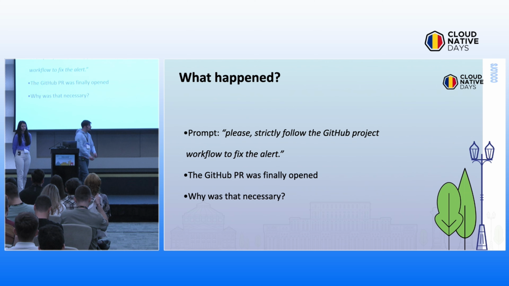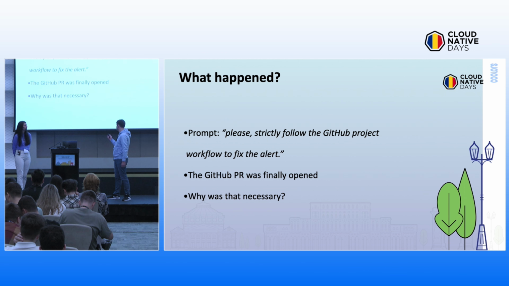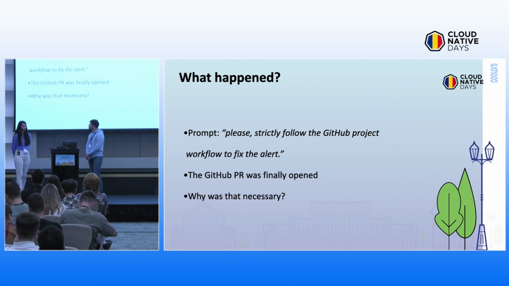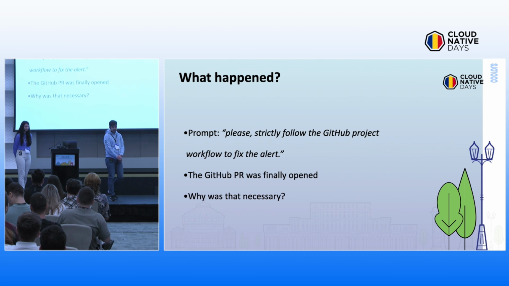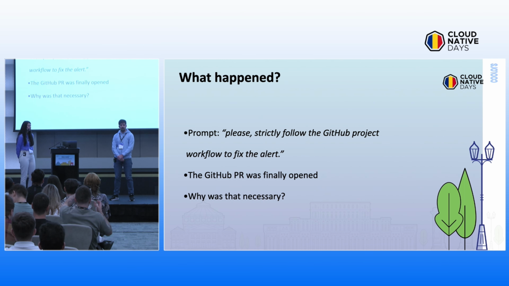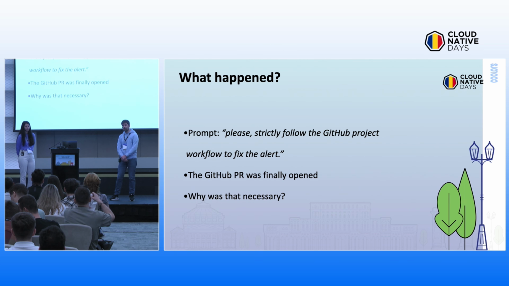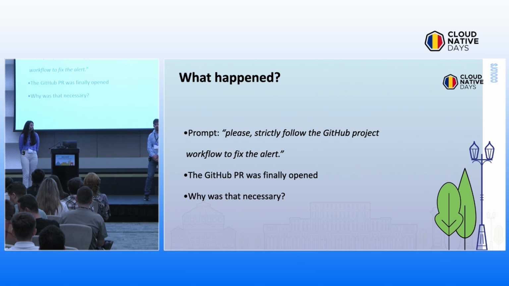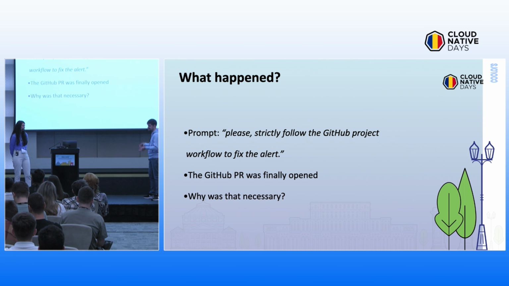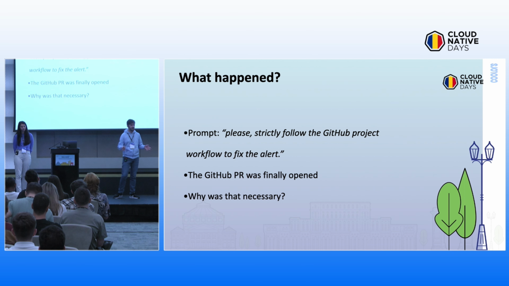So what happened? Basically, we had to follow up with this prompt, which is please strictly follow the GitHub project workflow to fix the alert, and that got us a pull request. But why was that actually needed? Well, if you go to your human colleague and tell him, please investigate this alert, you would assume that he would actually get to also fix it. And they would also assume that they are expected to fix it.